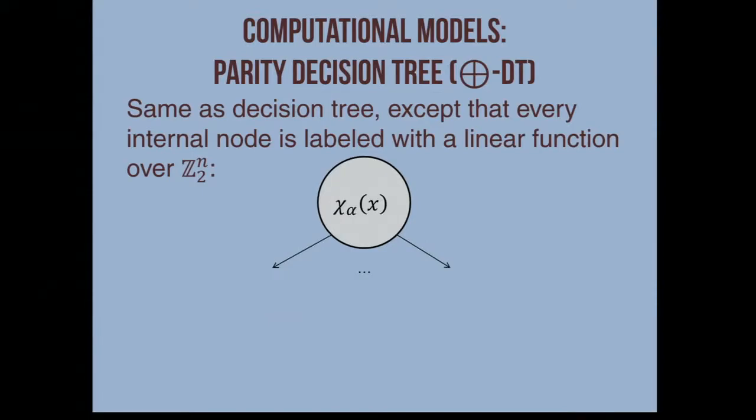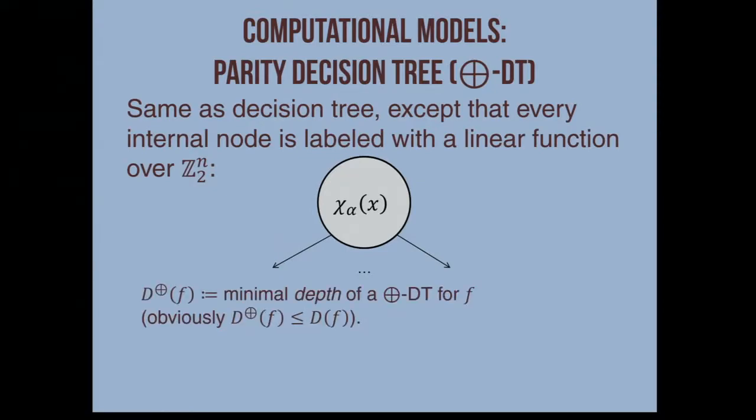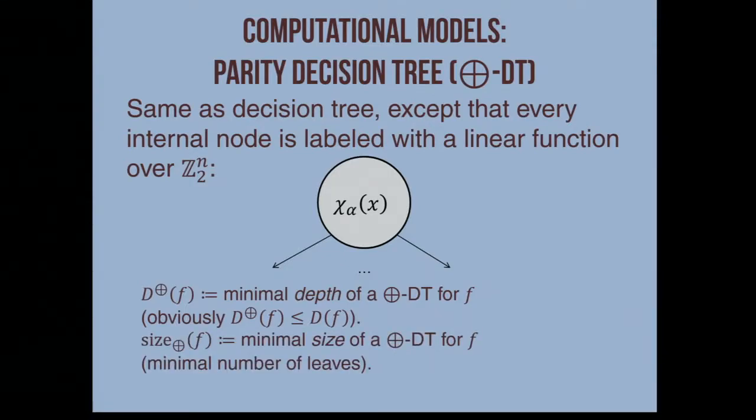Actually, in our notation, it is more convenient to think about it as if you're just querying chi alpha of x for some alpha. So now the labels are 1 and minus 1, but it's exactly the same thing. And we use this notation, d with parity of f. That's the minimal depth of any parity decision tree for f. Obviously, this is always at most the decision tree depth, because any decision tree is in particular a parity decision tree, where all the queries are just queries of single variables. And we're also going to use size parity of f, which is the minimal size, where we measure size by the number of leaves.